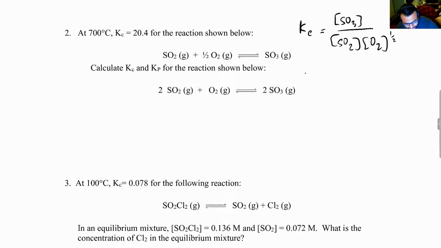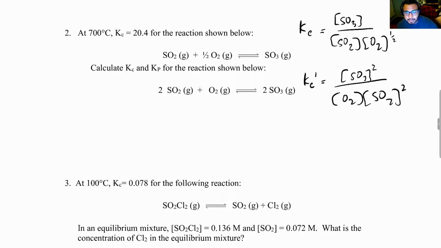Then let's look at what the Kc prime would be for that. If we did that, it'd be SO3 squared over O2 and SO2 squared. And if you notice, this Kc prime is essentially just our original Kc with every exponent raised to the second power. So to relate these two, Kc prime is just equal to Kc to the second power.